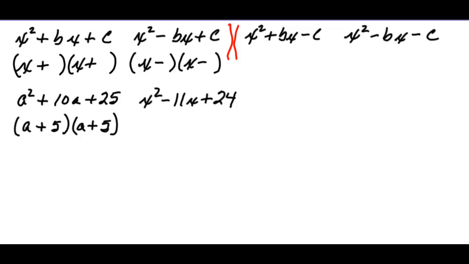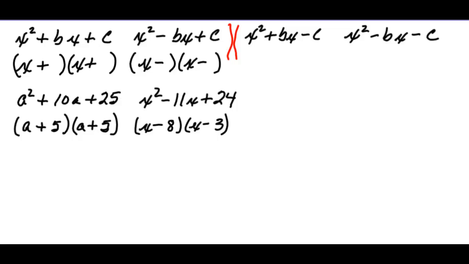But this time in our pattern, because that middle term is negative, it now becomes x minus 8 times x minus 3. And you might ask, does it matter whether I put x minus 8 or x minus 3 as the first term? No, it doesn't matter. Either way works fine. Our first example, unfortunately, was a plus 5 and a plus 5, so there was no debate there. So that's how that second pattern works.